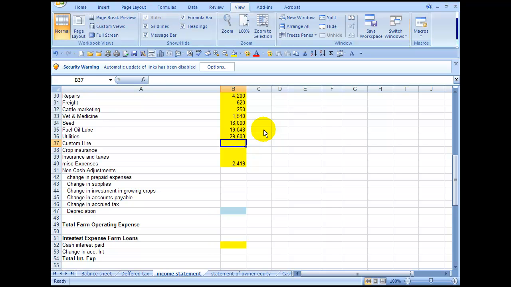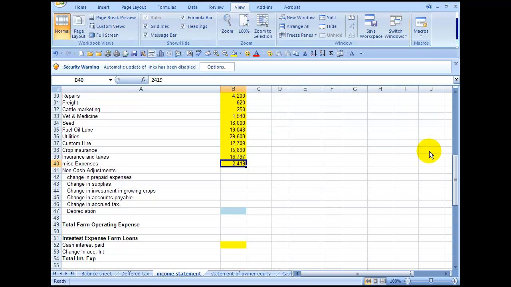Custom hire expense is the next one, 12,709. Crop insurance premiums. So premiums means something that you're paying. And so that's 15,890. An expense. Insurance and taxes, 16,797. So when it says insurance and taxes here, what we'd be talking about is property taxes, like taxes on your land, taxes on vehicles and stuff. It wouldn't be your income taxes. Income taxes is a separate section.